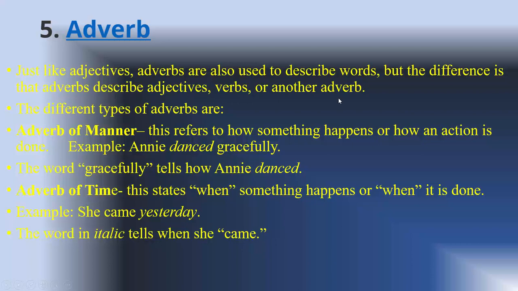Describes adjectives and verbs, or another adverb. The different types of adverbs are: adverb of manner, that refers to how something happens or how an action is done. Example: Annie danced gracefully. This is the verb and this is the adverb. Gracefully tells how Annie danced.